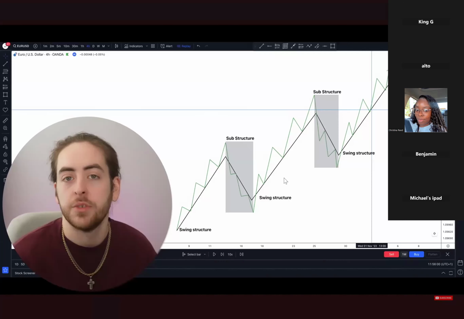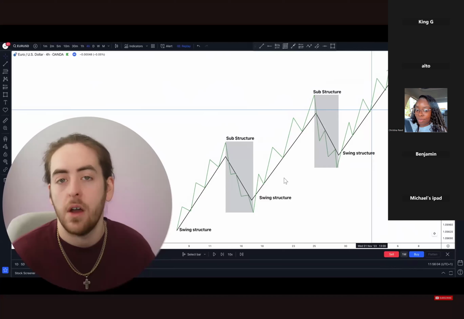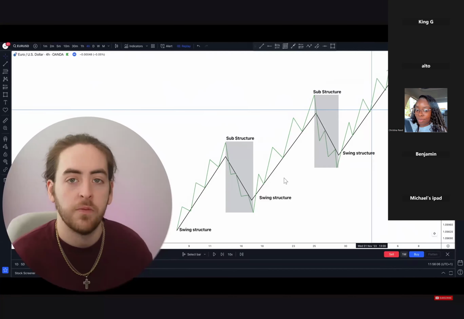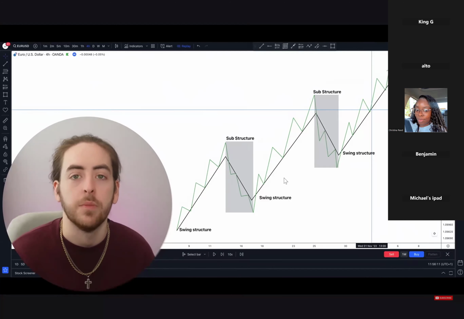So now let's go a little bit deeper into that concept of substructure. I'll show you the two different formats of structure, which are swing structure and substructure, and how we can trade them successfully without getting confused. Market structure is a fractal concept, and that means the same price structure movements are going to occur on a very low time frame and also on a very high time frame. So you can look at the daily time frame, you can look at the 1 minute time frame, you'll see these same tendencies in the structure of the market.